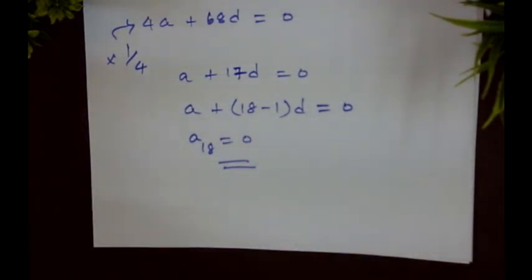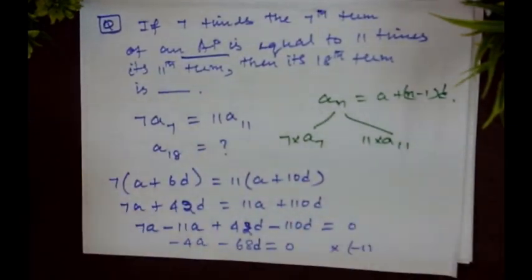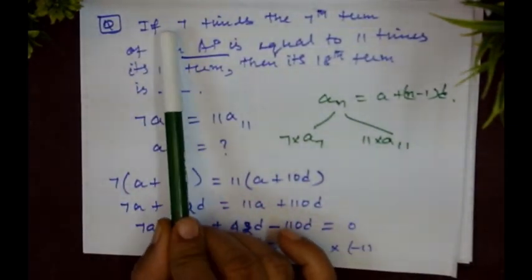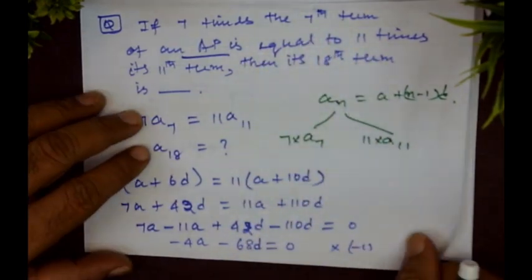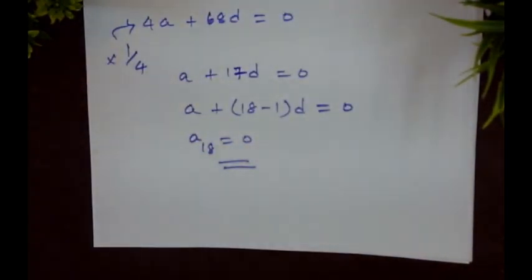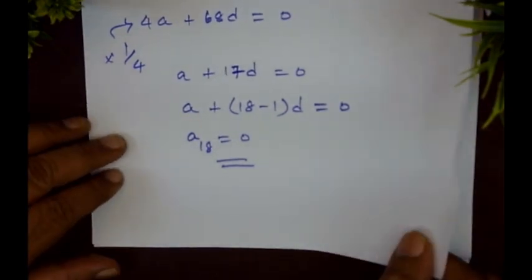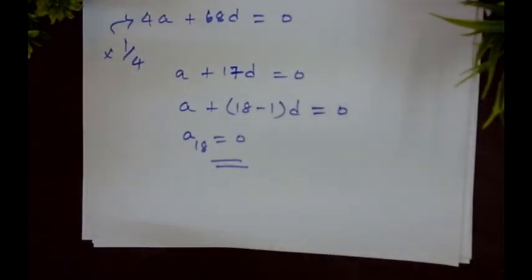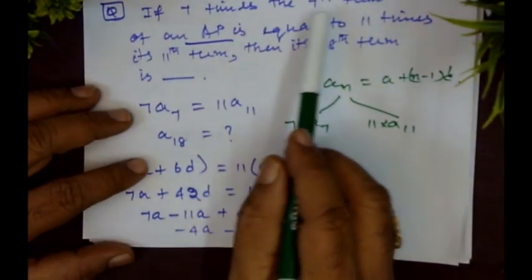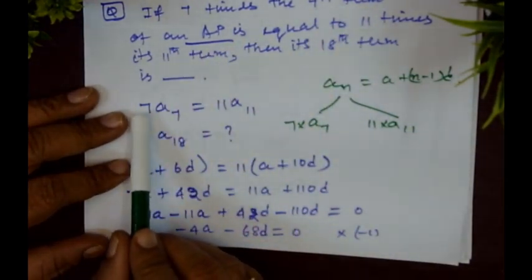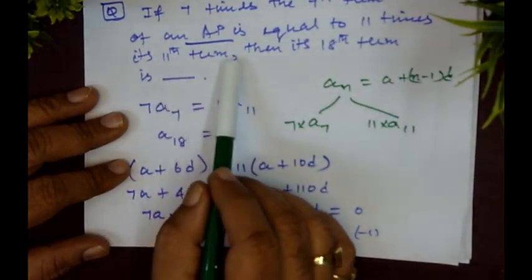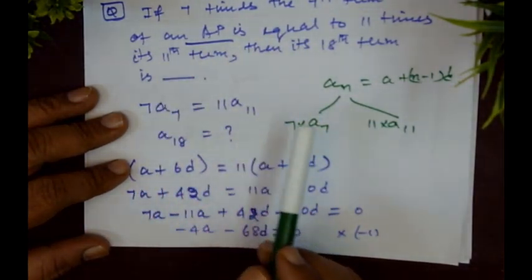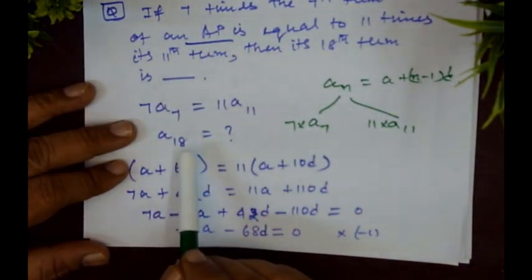So let me repeat this sum. It is given as 7 times the 7th term is equal to 11 times the 11th term. So 7 into a7 is equal to 11 into a11. What is a18?